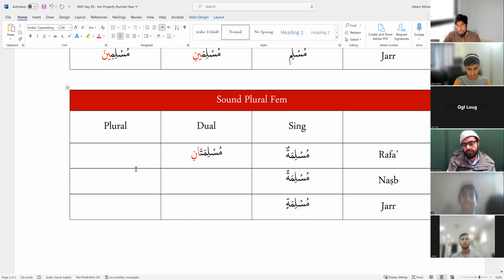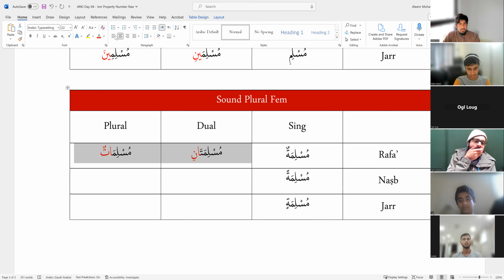Now, when it comes into the plural, what it will do is that it's going to take an atun ending. Muslimatun. And this means three or more female Muslims, right? So muslimatun, female Muslim, muslimatani, ani ending, two female Muslims, muslimatun, atun ending, three or more female Muslims, right?